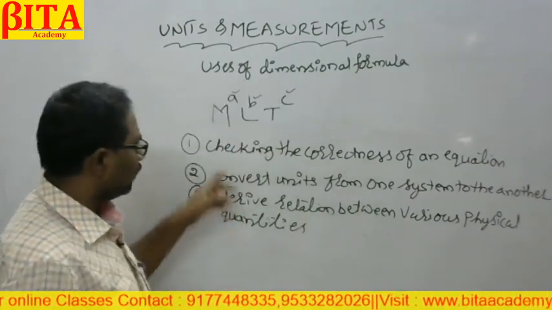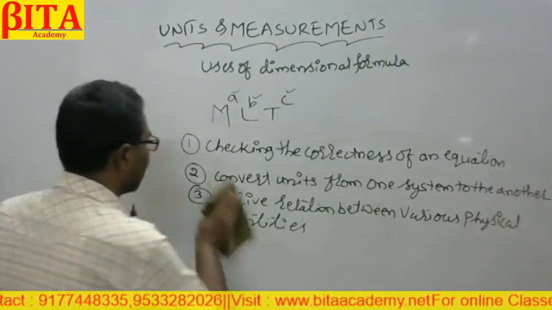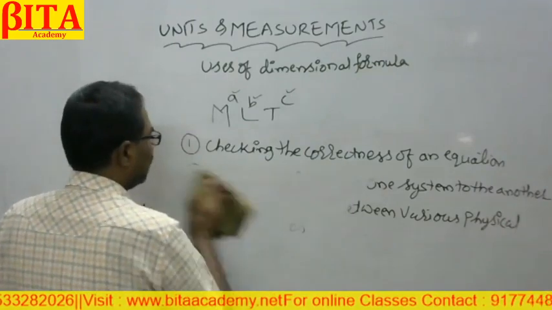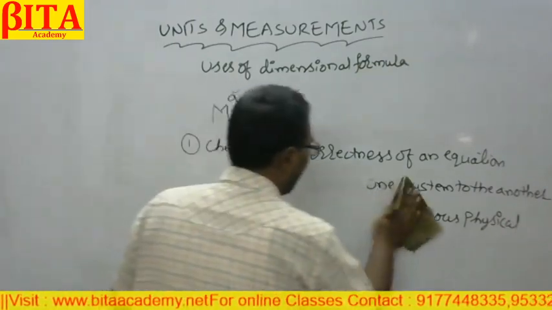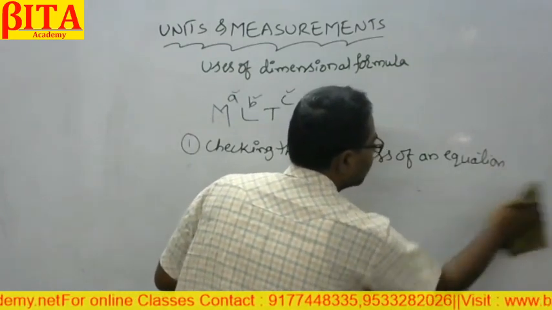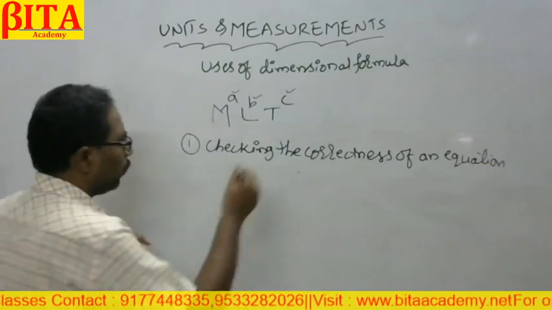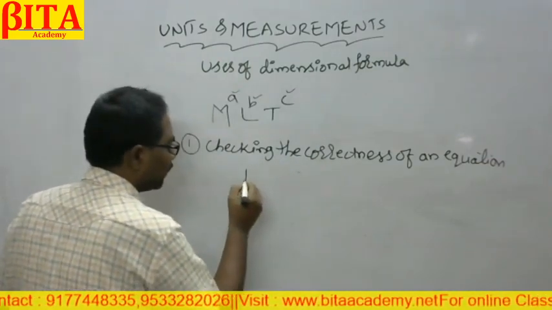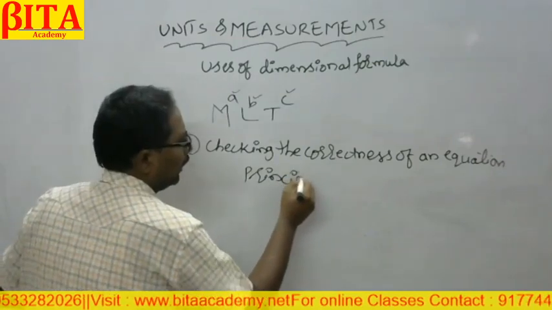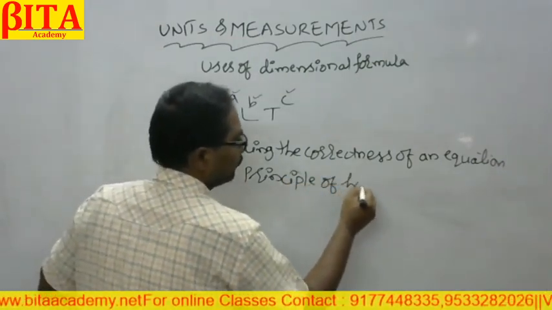So first, checking the correctness of an equation. How can we check the correctness of an equation? To check the correctness of an equation, one has to know one principle, which is called the principle of homogeneity. So to check the correctness of an equation, we have to know about the principle of homogeneity.